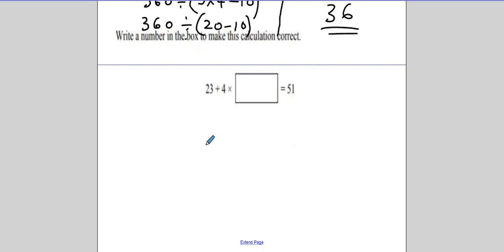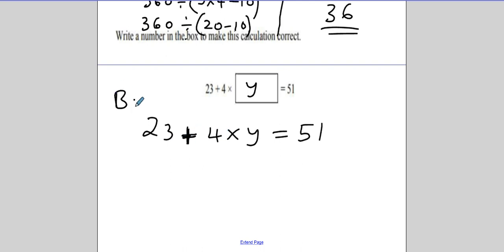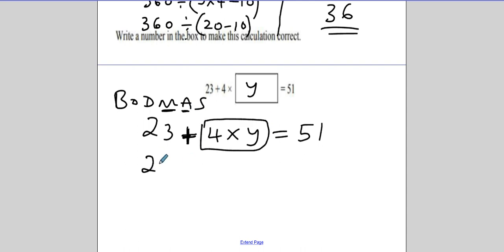Write a number in the box to make this calculation correct. Okay, so the missing number, take that as a letter and then continue. So we have 23 plus 4 times y equals 51. Don't do 23 times 4 because here you have to refer to BODMAS. Don't do 23 plus 4. First multiply before you add. So do 4 times y. So this will be 23 plus 4 times y is 4y. That equals 51.